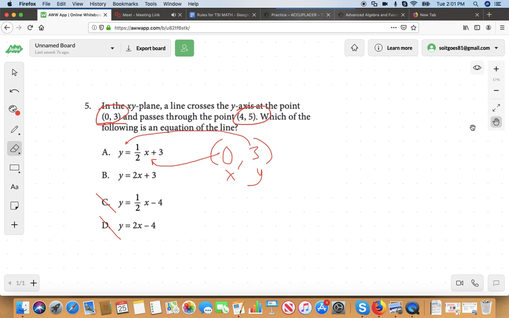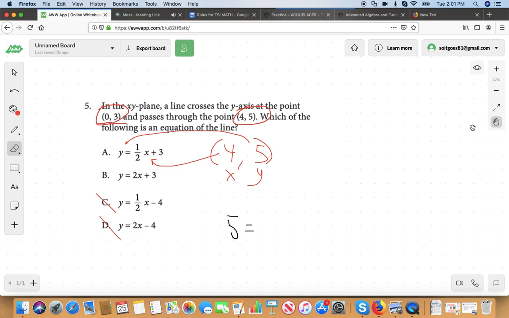All right, let's do the same thing, but now they've given us 2 sets of points. Let's do the same thing with 4 and 5, where x is 4 and y is 5. We're plugging in those different values. I'm just turning this into arithmetic here.